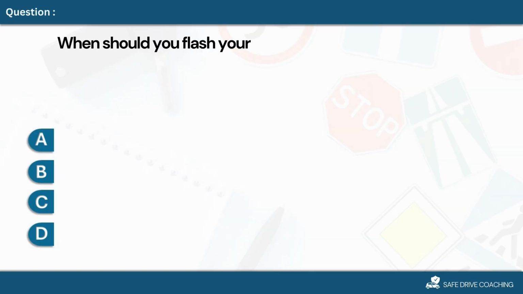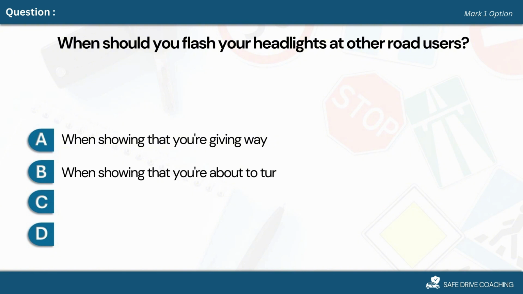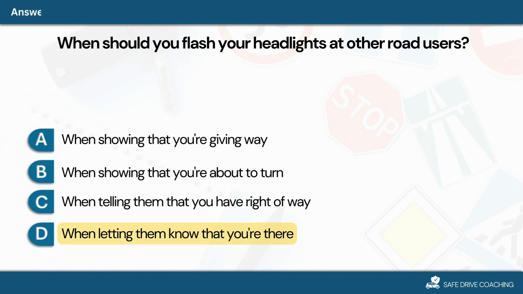When should you flash your headlights at other road users? A. When showing that you're giving way. B. When showing that you're about to turn. C. When telling them that you have right of way. D. When letting them know that you're there. The correct answer is D. When letting them know that you're there.